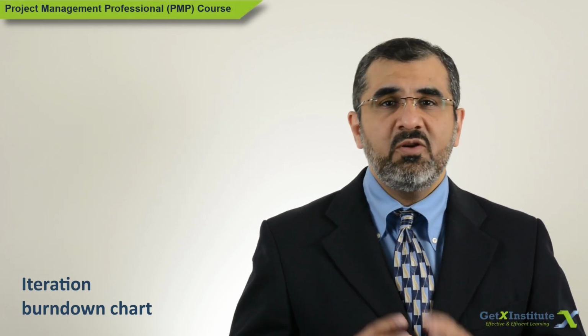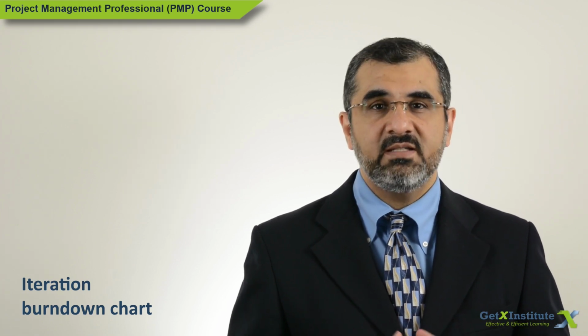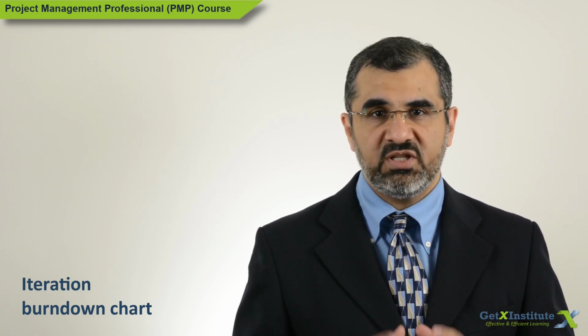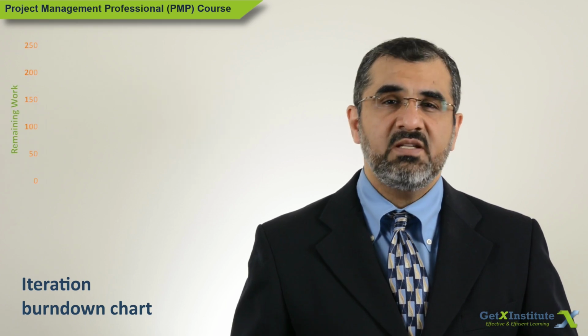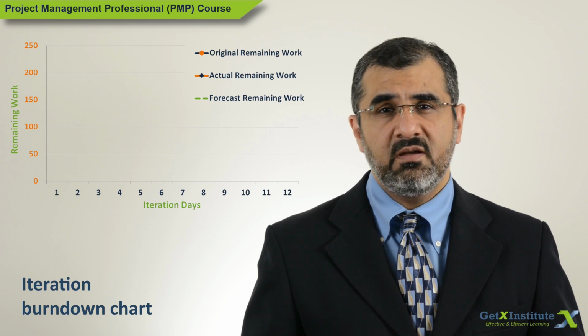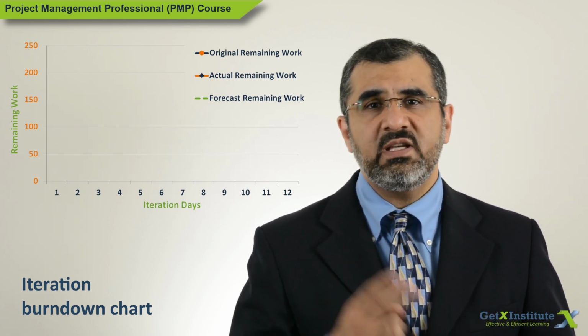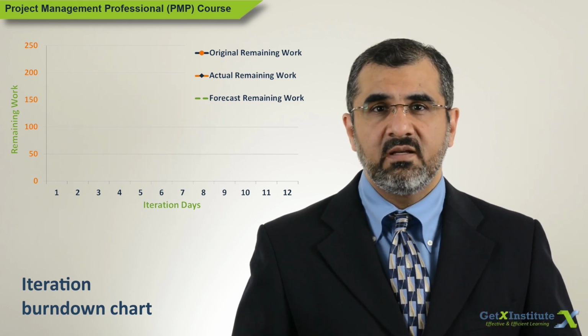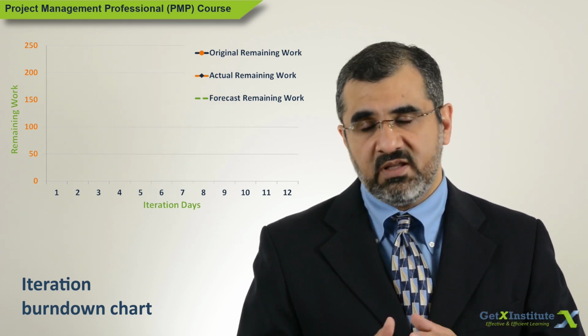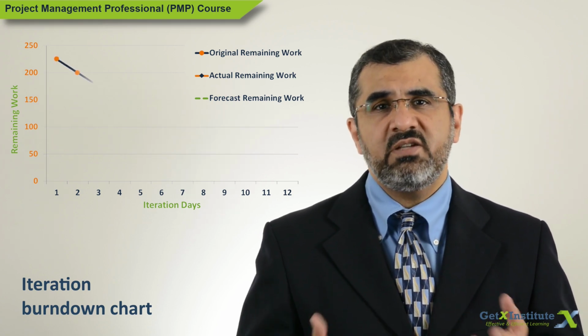One very common tool used to track the progress of an agile project is the iteration burndown chart. This chart tracks the work left throughout the sprint or iteration on a daily basis. For example, if the iteration is 2 weeks long or 10 working days, the chart is updated daily with the remaining work. The chart you see shows a straight line.